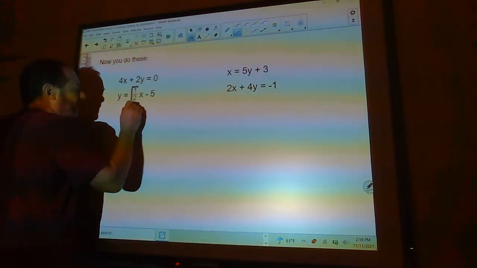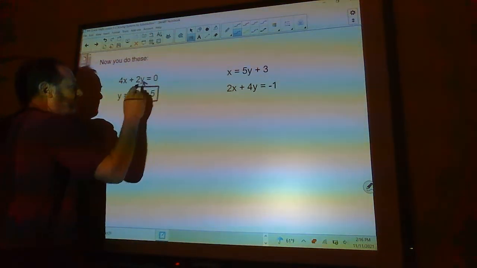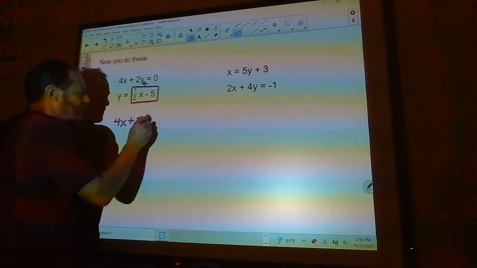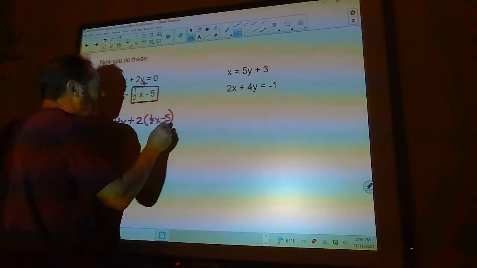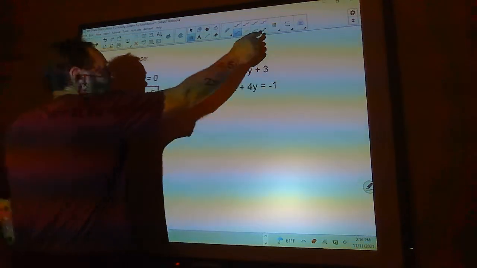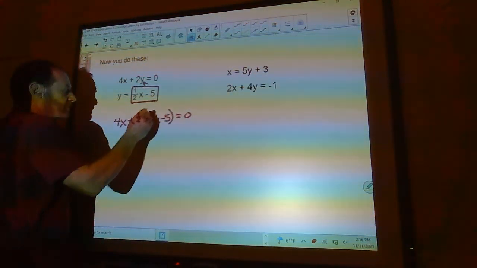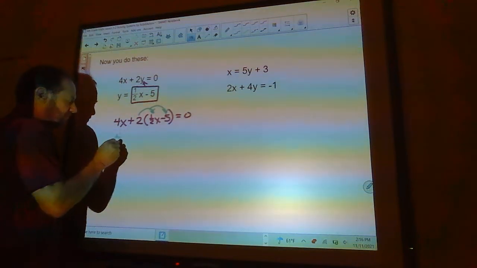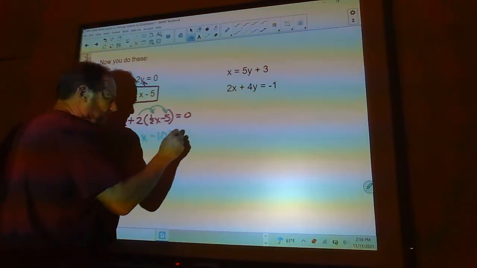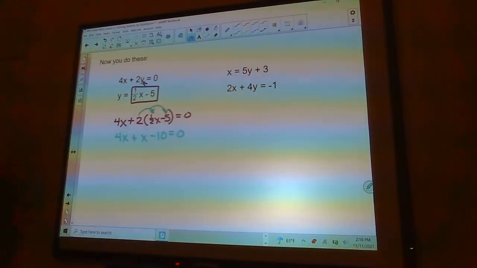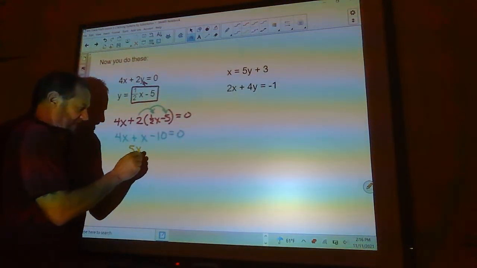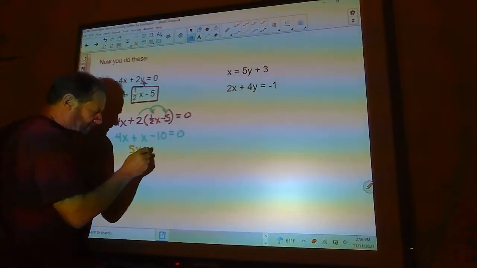Okay, so I'm going to take all this stuff, since it's all equal to y, and I'm going to substitute it in here. So I get 4x plus 2 times (1/2 x minus 5) should equal 0. I'm going to go ahead and distribute my 2 in here. So 4x plus x minus 10 equals 0. I'm going to combine my like terms here, so I'm going to get 5x here, and then move the 10 to the other side.